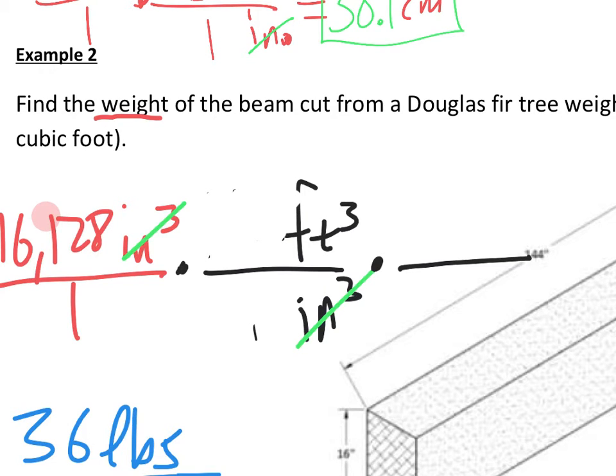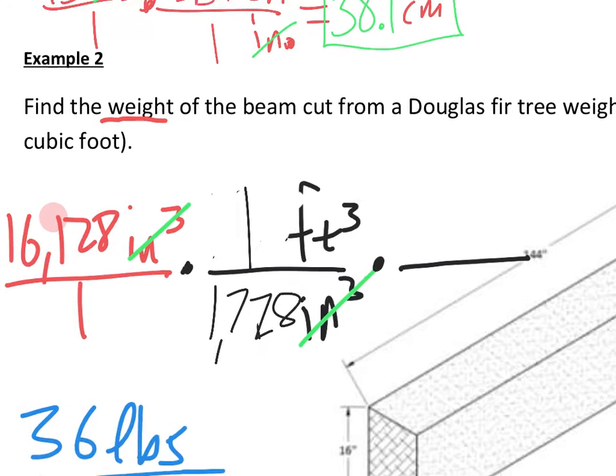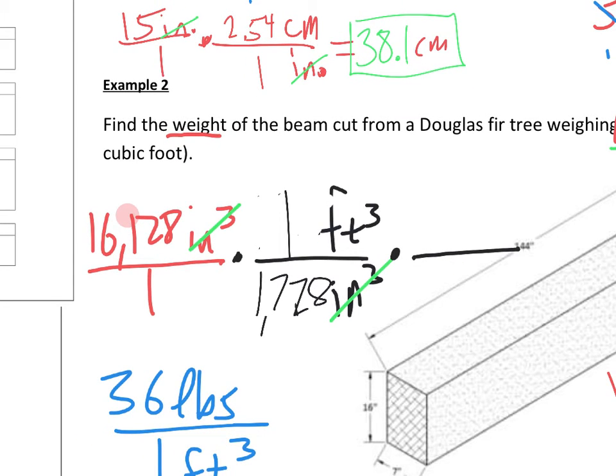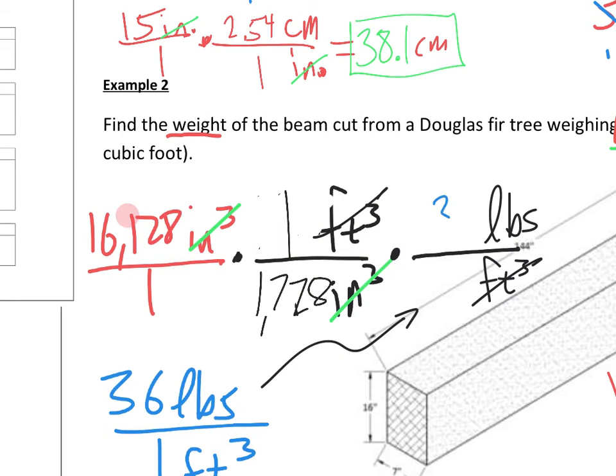Okay, so we're going to have 1 cubic foot. 1 cubic foot is 1,728 cubic inches. Okay, well, if I stop here, then all I have left is cubic feet. Well, I want to get rid of cubic feet. I don't want cubic feet. I'm trying to get weight. Weight is pounds. So I want to convert cubic feet to pounds, and we have that. That was given to us in the problem there.